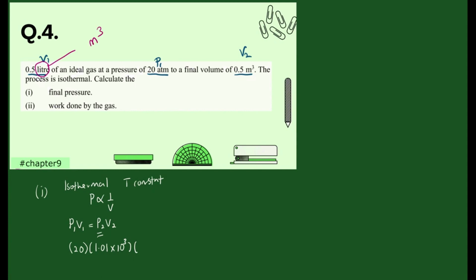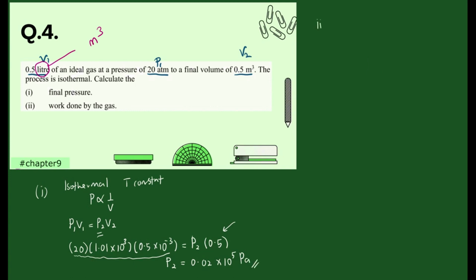So 1 liter is equal to 1 times 10 to minus 3 meter cube. So P2, the one that we want to find out, and V2 is already in meter cube, so 0.5. Calculating the values, you multiply all the values here, then divide by this number, then you'll have your pressure equal to 0.02 times 10 to 5 Pascal.